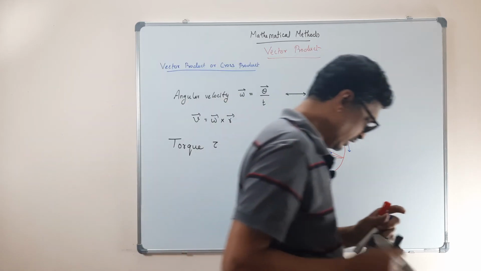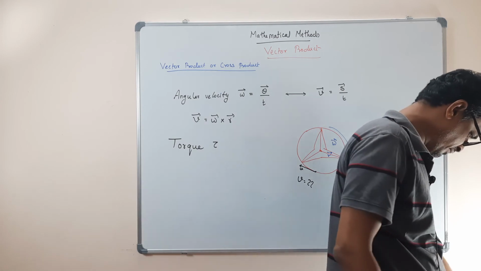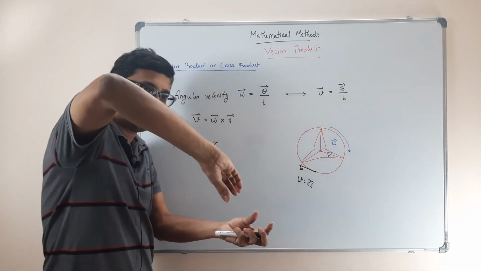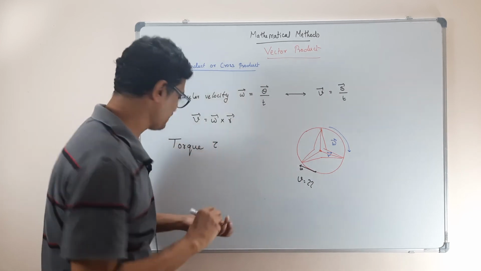Is tau a vector? Tell me. Can torque be a vector? Of course, because I am going to spin. That has a direction, right? So of course this is also a vector.